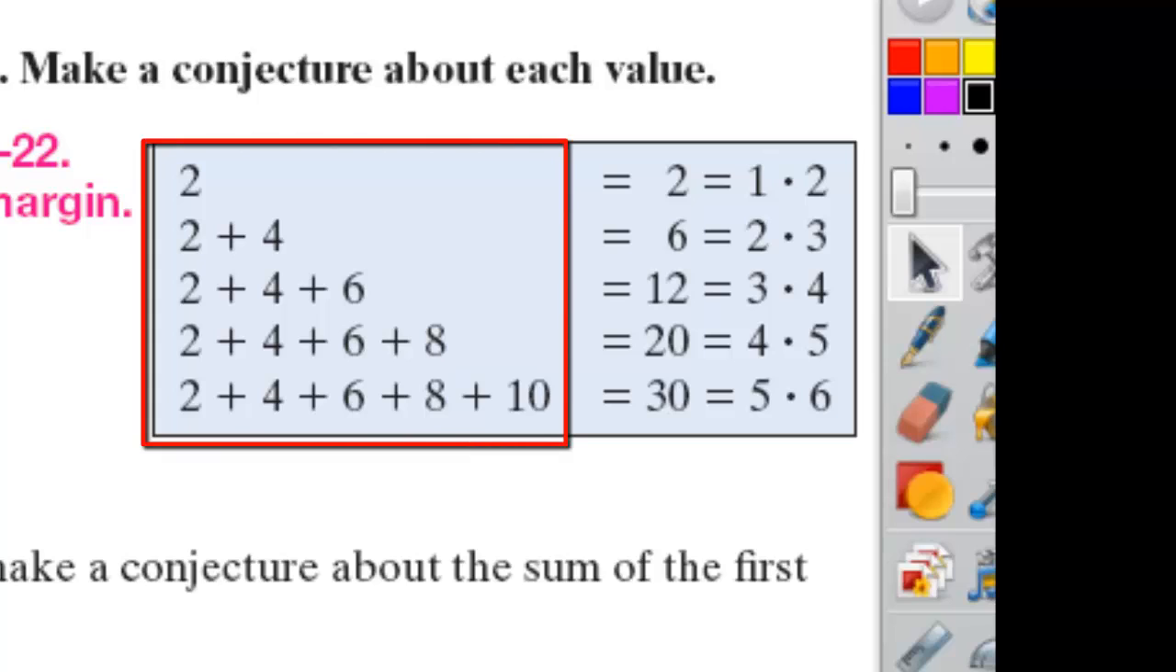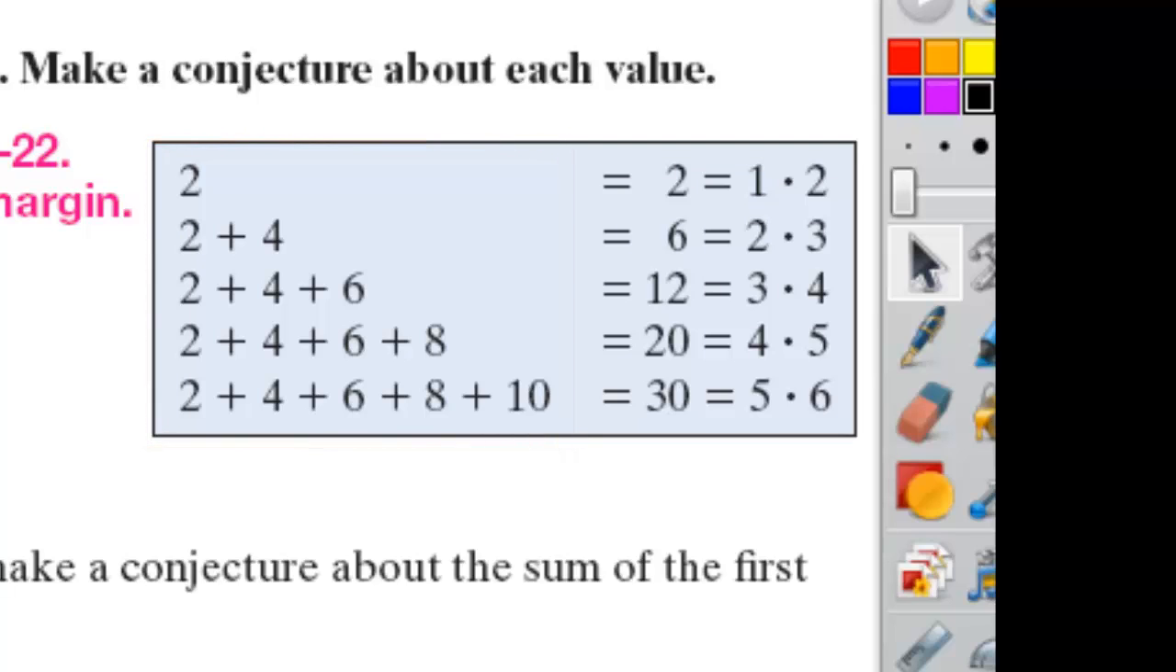Okay? The sum of the first 6 positive even numbers. Well, here's the even number 2. That's one even number. If you added it to just itself or to nothing, you'll get 2. Another way to get that is 1 times 2. Now, if you take the first 2 even numbers, 2 and 4, those are the first 2 even numbers, right?